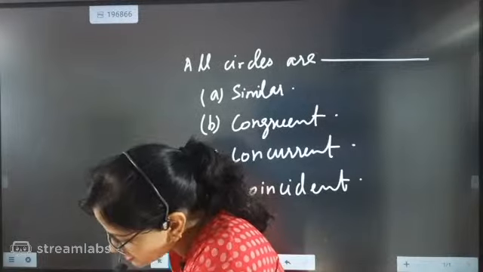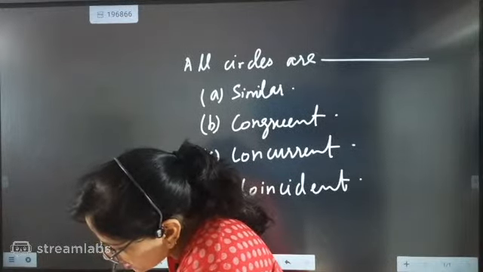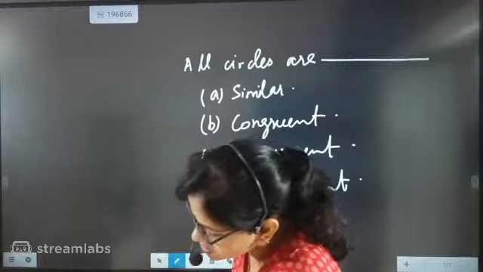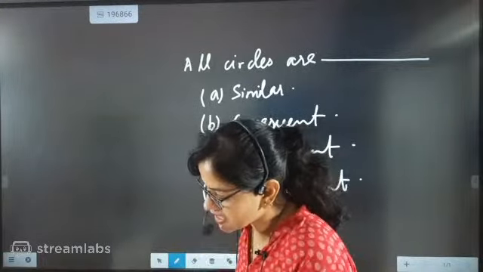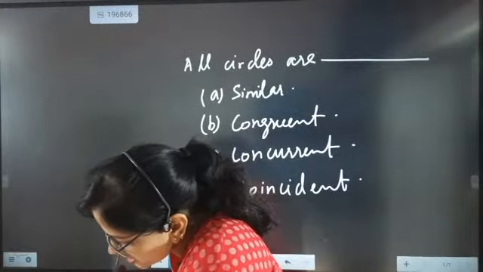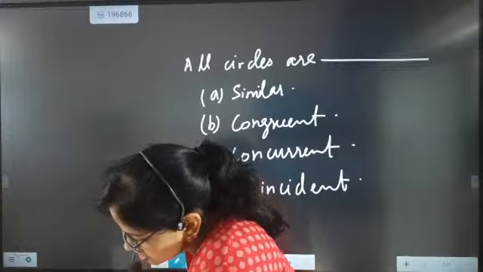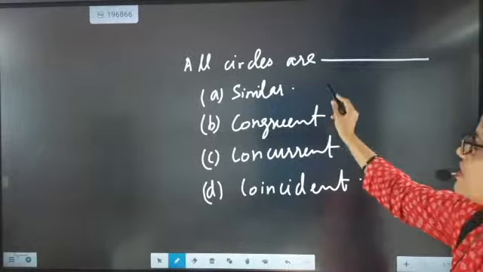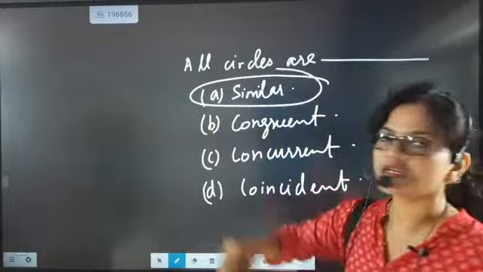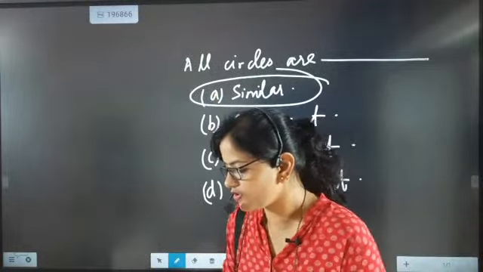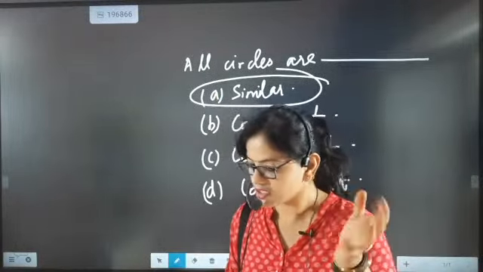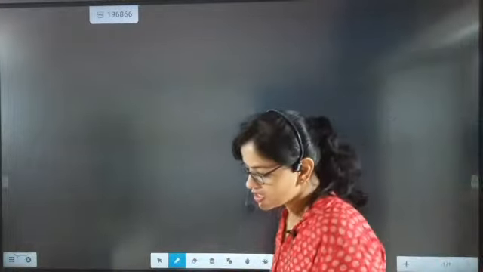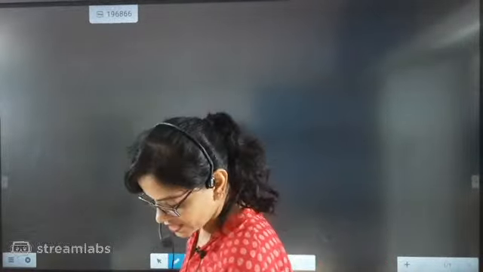So the correct answer is, absolutely correct answer is beta. All circles are similar. Everyone has given the perfect answer. So whatever different figures there will be, the circles are exactly similar. So this is the absolutely correct answer, beta.